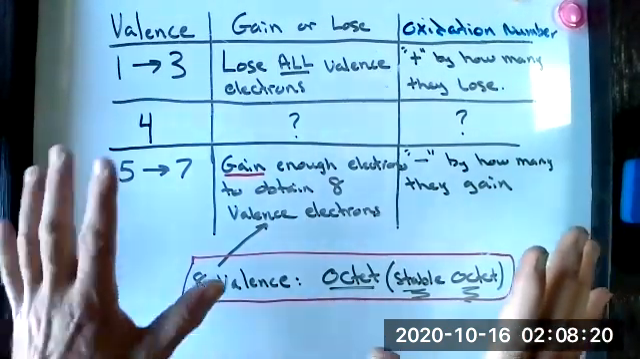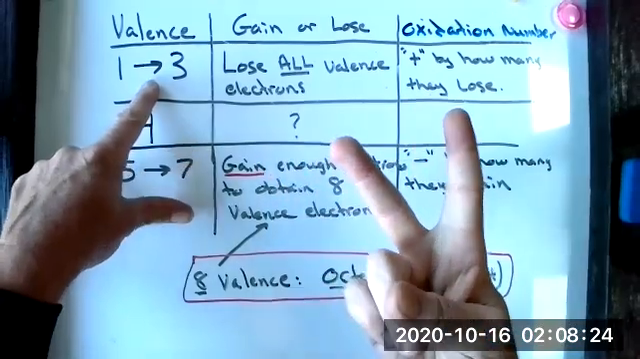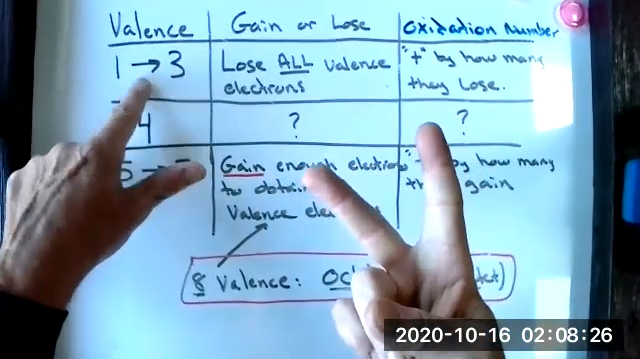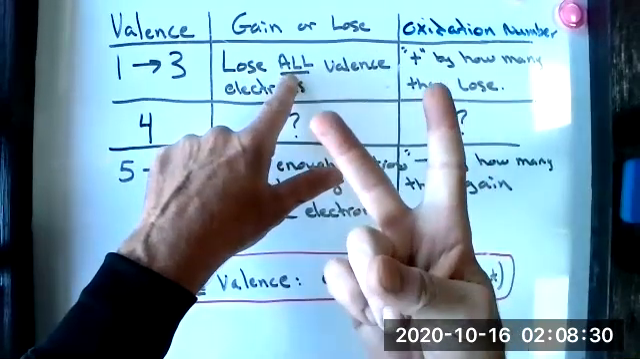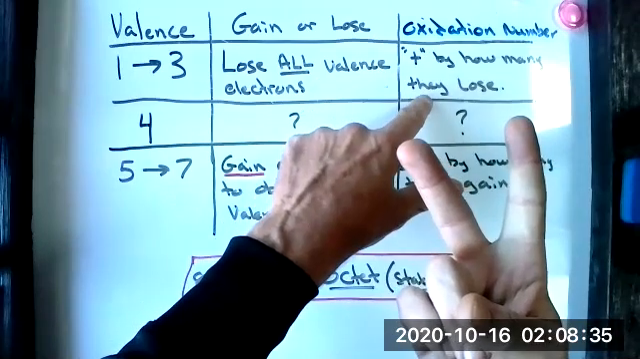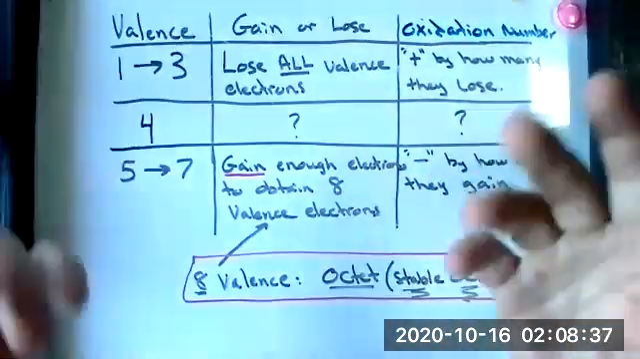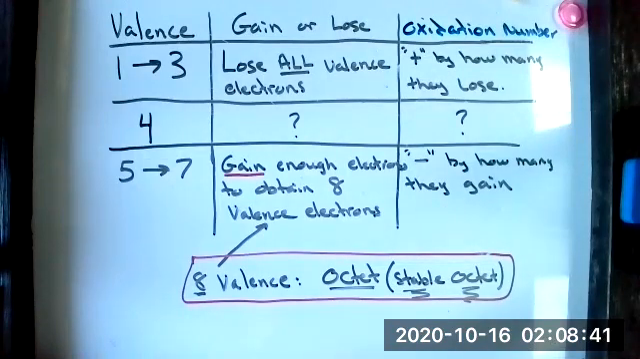Example. Okay, look up here. If I have an atom with a valence of 2 electrons, he fits within this range. How many will he lose? He'll lose all of them, all 2. If he loses 2, he becomes positive by how many they lose. Well, if they lose 2, plus 2. He'll be plus 2 as his oxidation number.